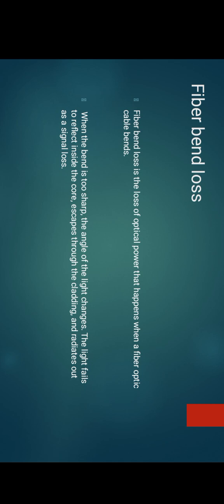Optical fibers suffer radiation losses, which cause the light energy to be radiated from the fiber whenever an optical fiber undergoes bends or curves on its path.